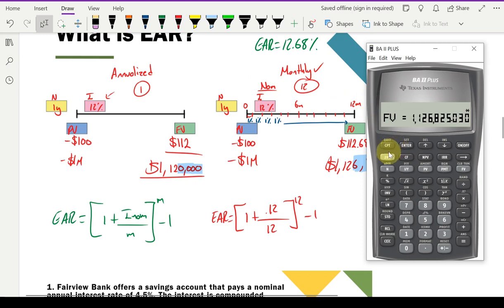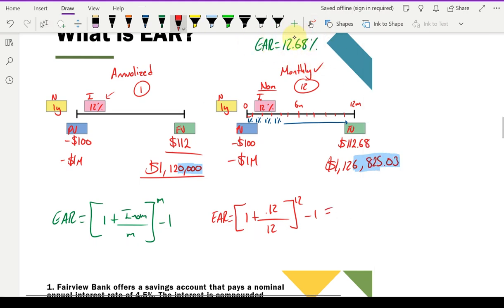So let's put that into our calculator. I like to do this part of the equation first. So 0.12 divided by 12, plus the 1, to the power of 12, minus 1. So we get 0.1268, which is exactly what we have up here. But we know that when we convert to a percentage, it's 12.68%. So I always tell my students to multiply by 100 if you want to see it as a percentage.